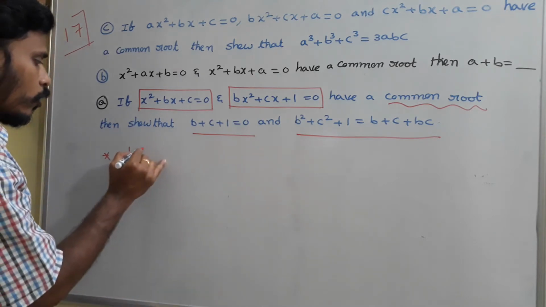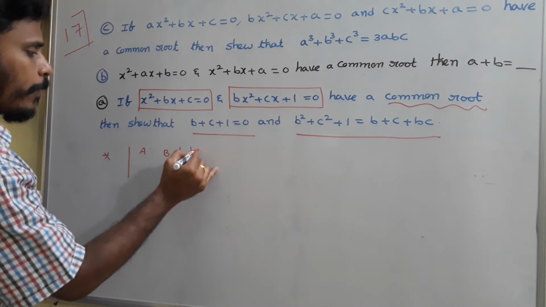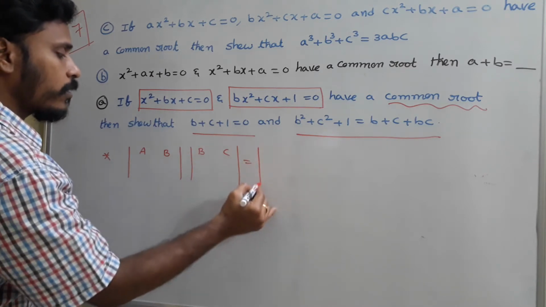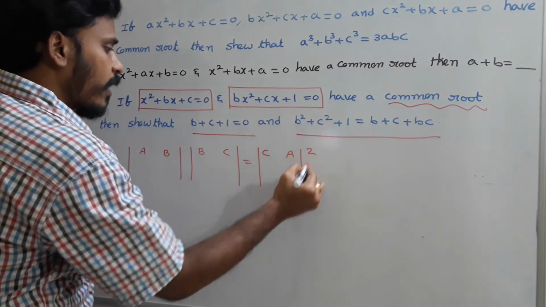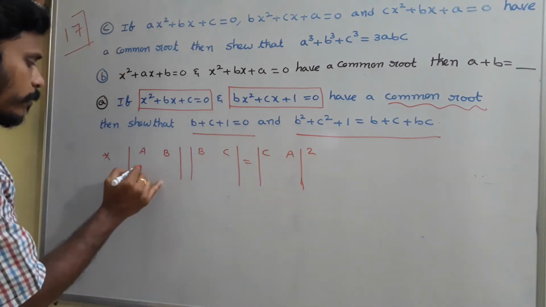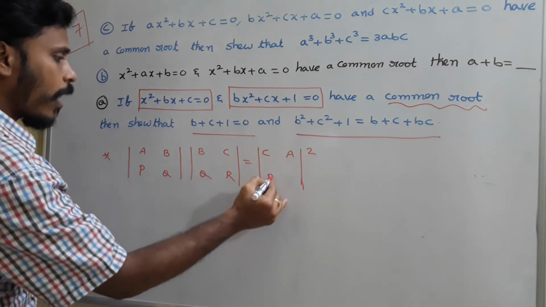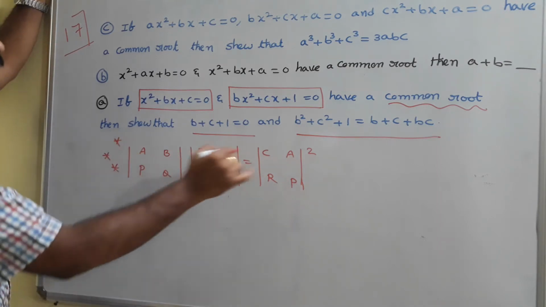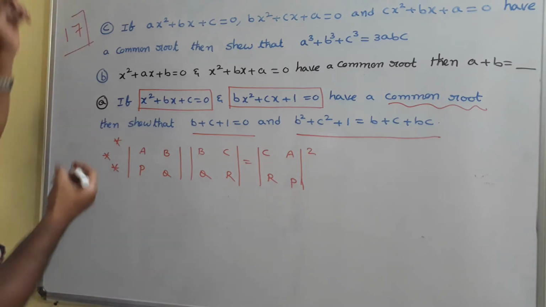Here I am using the capital letters; no problem whether you use capital or small. The first equation is ax square plus bx plus c, and the second equation is px square plus qx plus r. So it is ca square, then pq, then qr, and then rp whole square. It is very simple to memorize actually. This is the common roots condition. Now how to solve this particular problem?